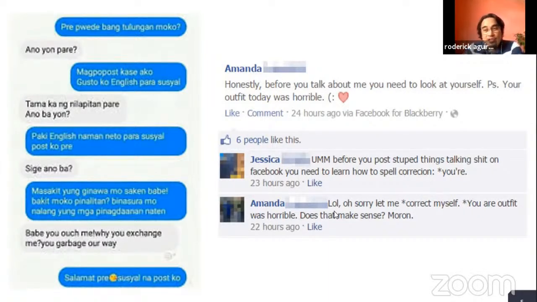And then sumagot yung estudyante, sabi niya, sir, di naman kita minumura. Ano po yung sinabi ko po? Kasi nag-backread siguro siya. Sabi ko, minura mo ako, sabi mo lol. Tapos sabi niya, naku sir, hindi po yun ang ibig sabihin. Ang lol po ay laugh out loud.